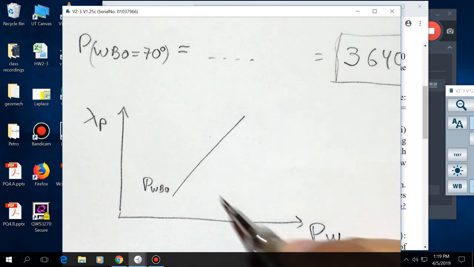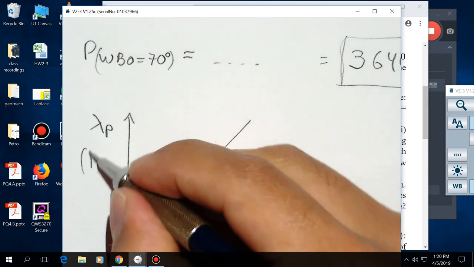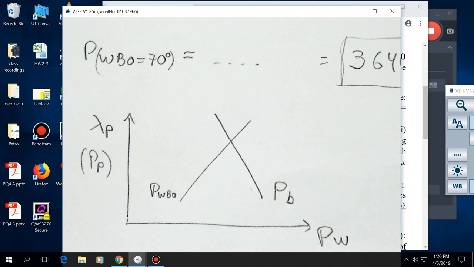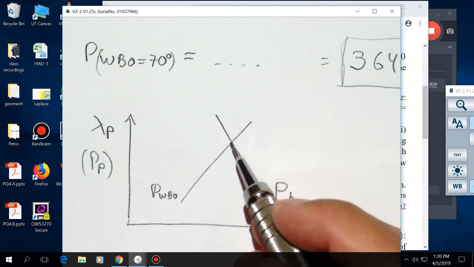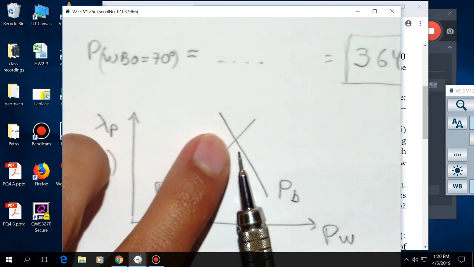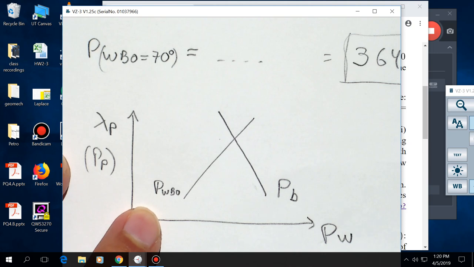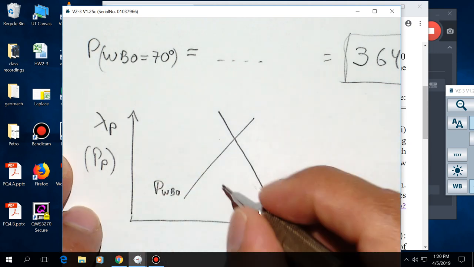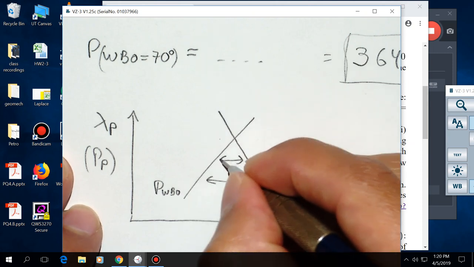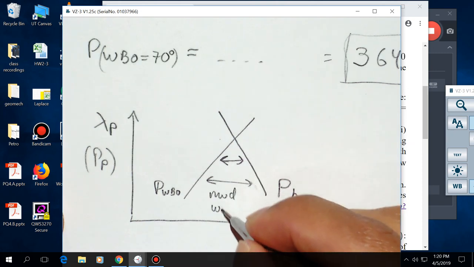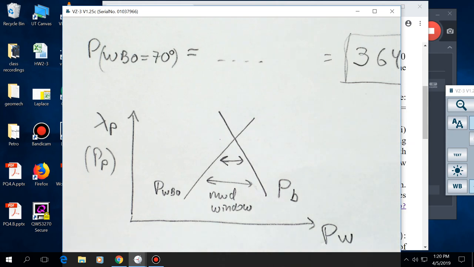And as your lambda p, or pore pressure, increases, your PB is going to decrease. So there is going to be a point at which, I don't remember exactly the results, but probably these lines meet or not. But the concept here is to understand that the higher the pore pressure, the smaller the mud window. And probably there's going to be a point at which, for these conditions, you cannot drill a wellbore. It's not stable. And that's because the pore pressure is too high.